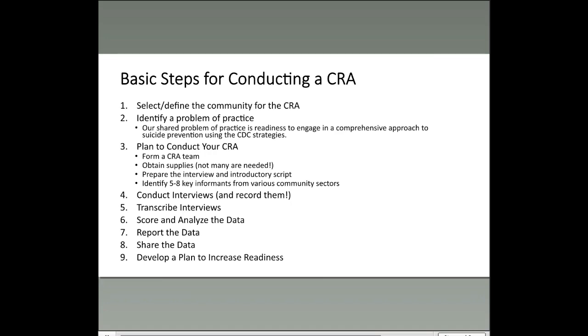Next, you're going to need to do some planning to conduct your community readiness assessment. And these steps are described in detail in additional segments of this training series. But briefly, you'll need to form a CRA team. You'll need to obtain supplies and video conferencing. You'll need to prepare the interview and the introductory script. And you'll need to identify 5 to 8 key informants from various community sectors.